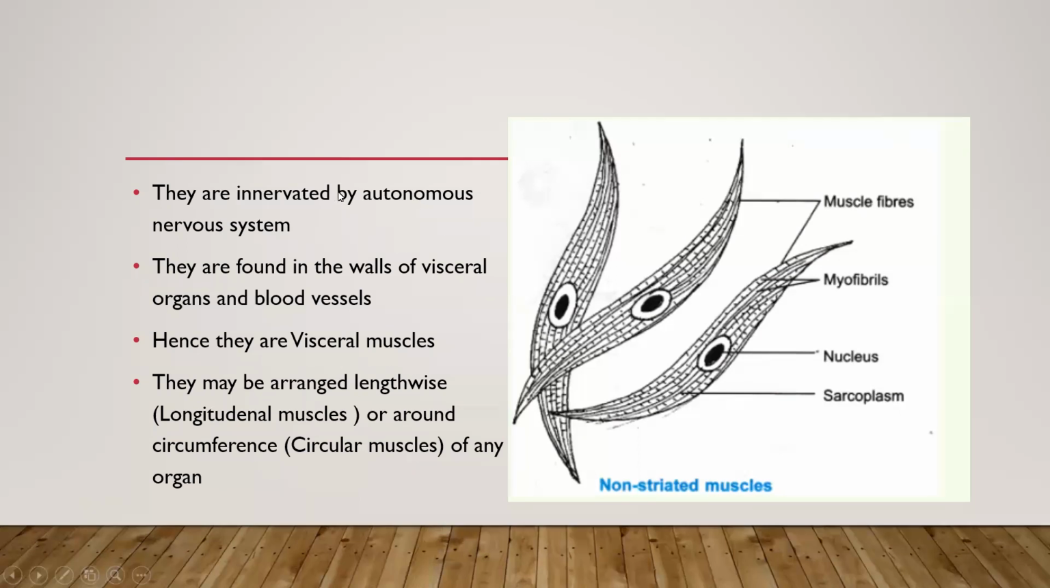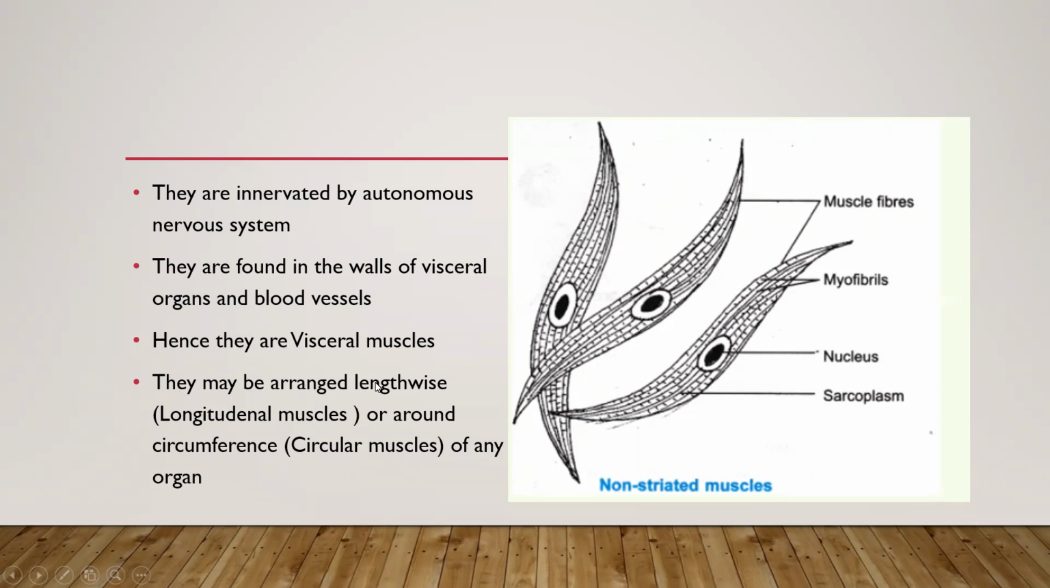That means the autonomous nervous system, which is controlled by the central nervous system, that is the brain, controls the movement. Where are they found? They are found in the walls of visceral organs. Visceral means what? Internal organs, and also in blood vessels. And hence they are also called visceral muscles. Visceral muscles means what? Visceral means internal. And hence they are called internal muscles.